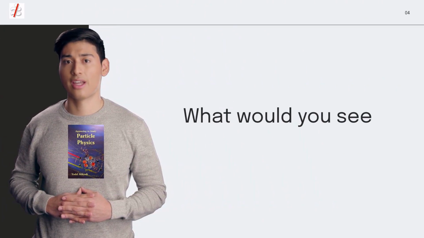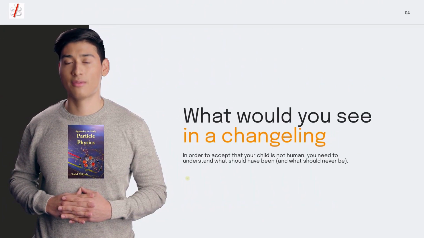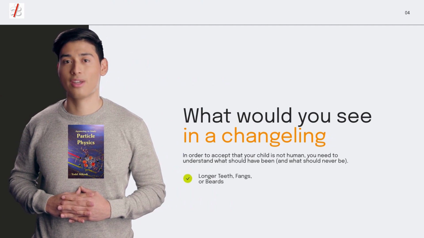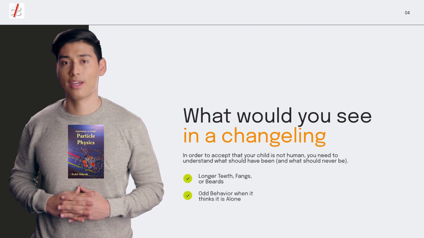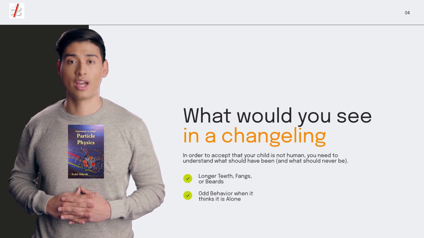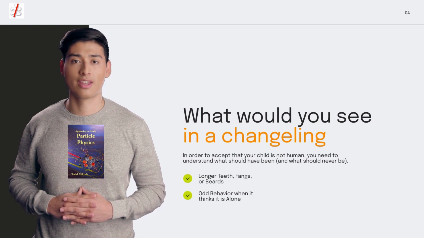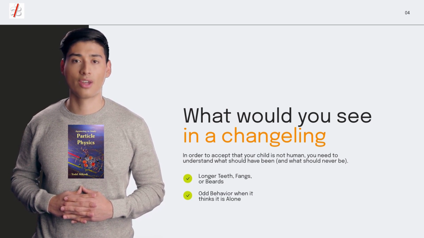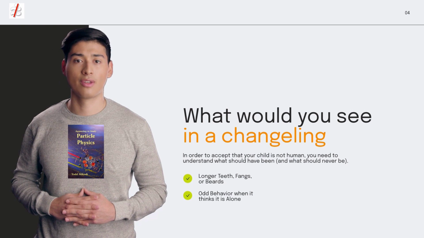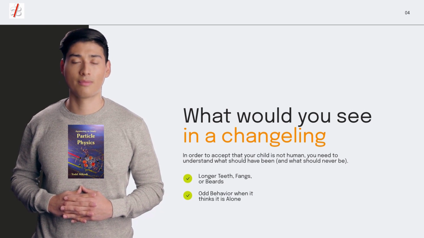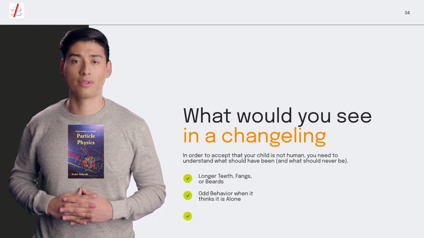What would you see if your child has been replaced by a changeling? Longer teeth or fangs, sometimes bearded at a freakishly young age. Odd behavior when it thinks it is alone. Changelings are known to jump around in private, often on pieces of furniture, or cast themselves into walls. Changelings will expend an unnecessary amount of energy in their antics, and will claim that their creativity is being stifled if they are told to stop fidgeting or simply just behave. Ravenous appetite and mukbang behaviors at mealtime.